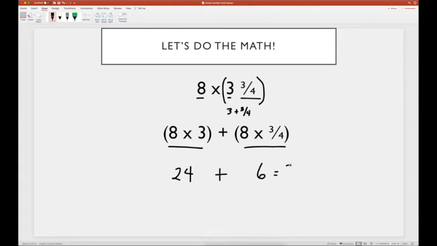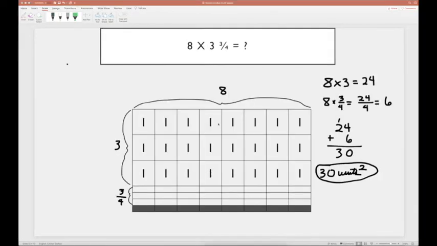And that's going to give us our 30. So remember, we are utilizing the distributive property here to help us break down the math to find 30 square units. You can see that here, where we broke down 8 times 3 and 8 times 3/4. As long as you are breaking down these parts using the distributive property, 8 times 3, 8 times 3/4, you will find your area and product.